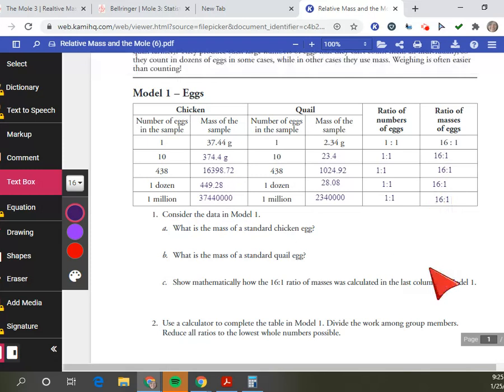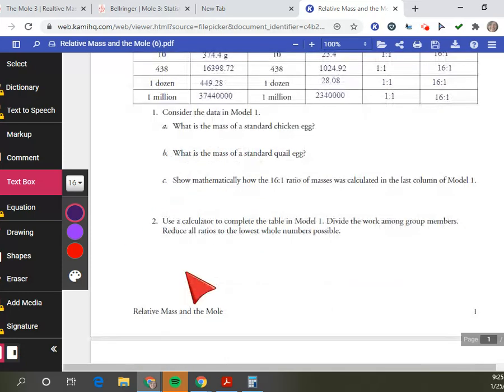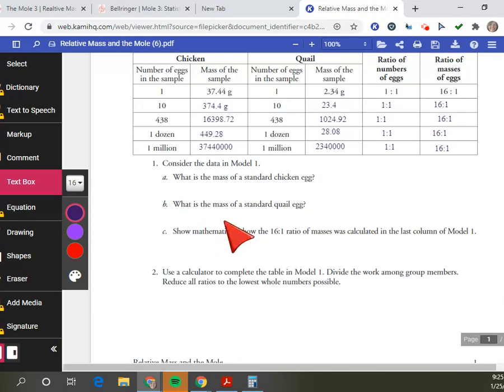Okay. All right. So what is the mass? Go ahead and answer these questions for number 1. And we already did number 2 together. So go ahead and answer the questions in number 1 as a sentence. So hit pause here and answer the questions. I'm going to give you about 2 minutes.